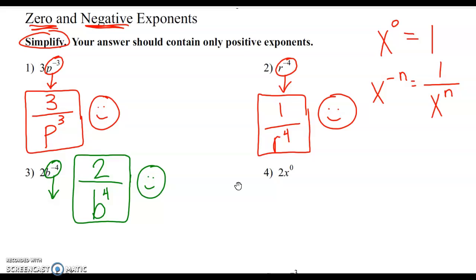Number 4, we have 2x to the 0. Well, x to the 0 is 1. Multiplying by 1 doesn't do anything, so I just cross it out, and I'm just left with 2, right? Because it would have been like 2 times 1, x to the 0 is 1. 2 times 1 is just 2. So that power of 0 actually doesn't do anything.